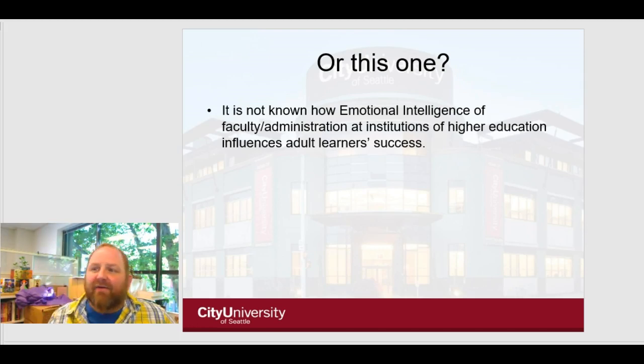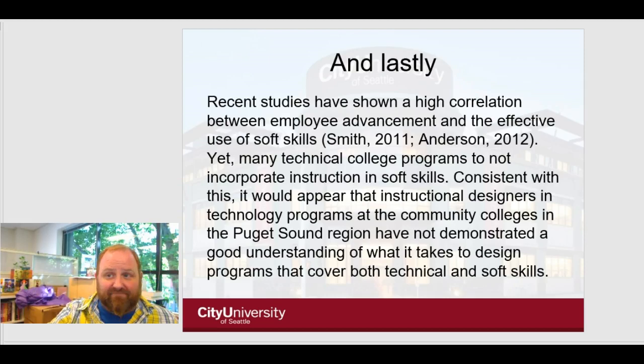It's not known how emotional intelligence of faculty and administrators at institutions of higher education influences adult learners' success. It's not known. Again, why is this a problem? You know, why is it a problem? That's the main thing.